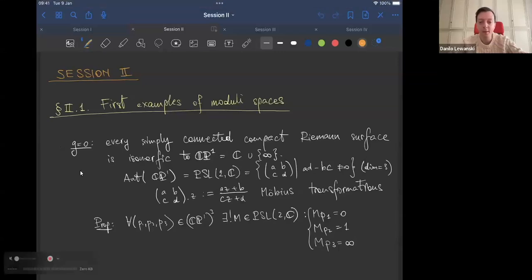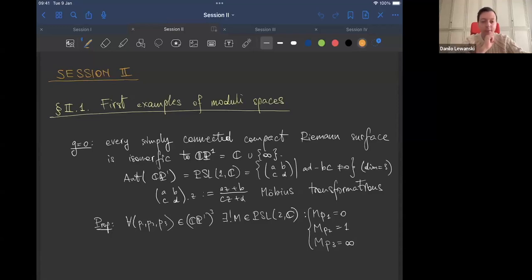Okay, so this was the 5 minutes intensive summary of the last episode. And today we see some examples of moduli spaces. So let me first go through some examples in genus 0.